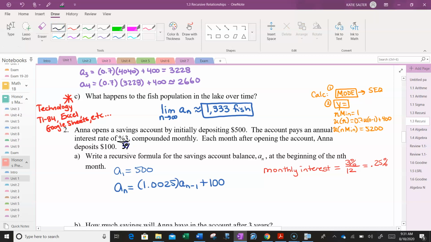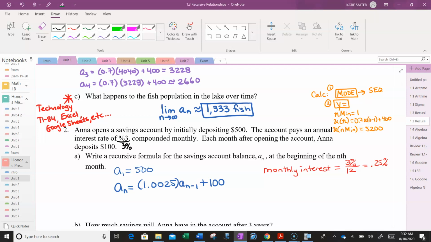Weird. So 3%, but it's compounded monthly. So they're not going to get 3% every month. They're going to get a twelfth of that, since there are 12 months in a year. So to figure out the monthly interest, we say 3% divided by 12, which is 0.25%. But of course, we have to change that to a decimal, and because this one's growing, you have to take 100% and then add that percent to it.